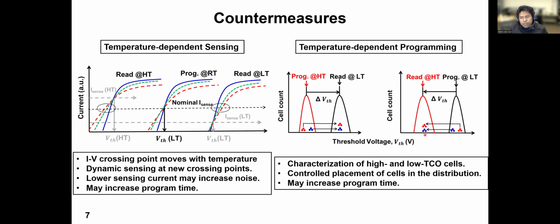In a similar way, this scheme can be applied to the reverse experiment, where we can program at low temperature and sense at high temperature, and strategically place the red or blue cells in the programming distribution. But both of these schemes require significant redesign of the algorithms and circuitry, and they may increase program time.